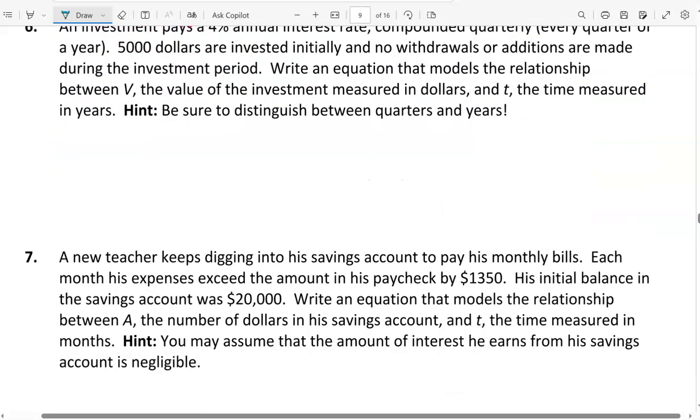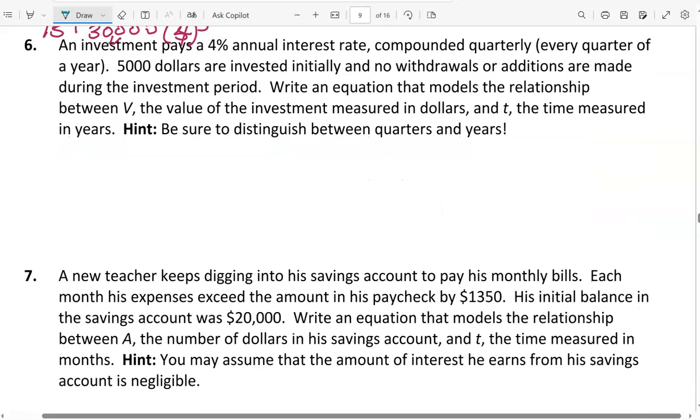In 6, an investment pays a 4% interest rate compounded quarterly. That's every quarter of a year. $5,000 are invested initially, and no withdrawals or additions are made during that investment period. We're going to write an equation that models the relationship between the value of the investment measured in dollars and the time in years. So when T is equal to 0, there are $5,000.